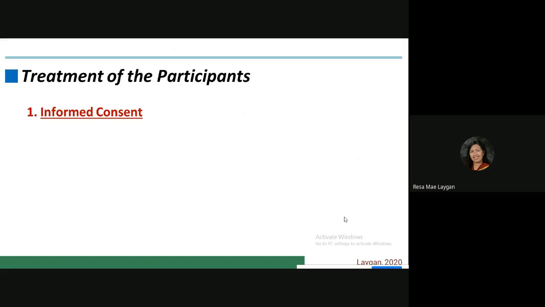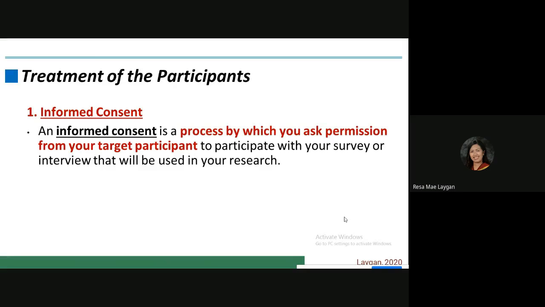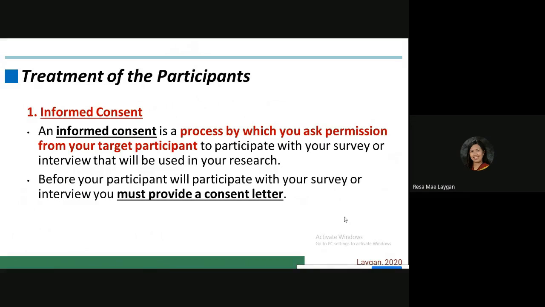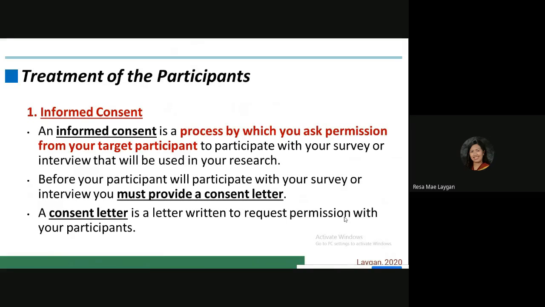So in treating your participants, first you have to have informed consent. Informed consent is a process by which you ask permission from your target participant to participate in your survey or interview that will be used in your research. Before your participant participates in your survey or interview, you must provide a consent letter. And what is a consent letter? A consent letter is a letter written to request permission from your participants.